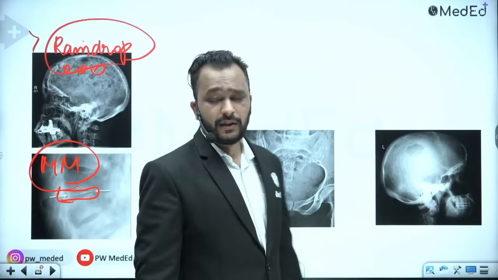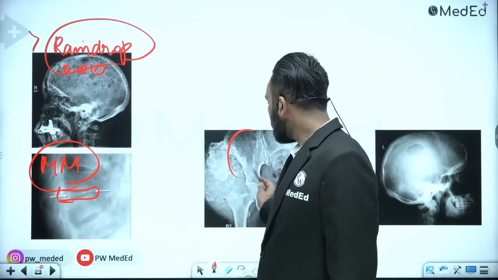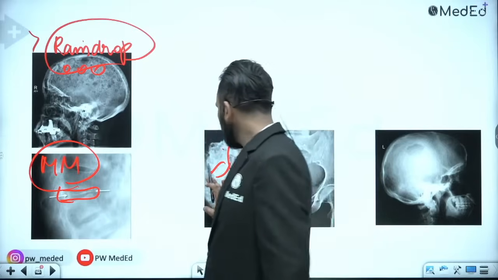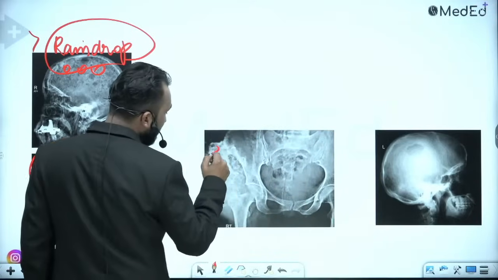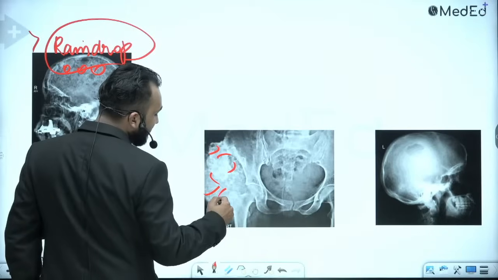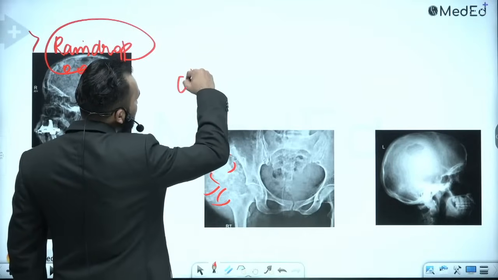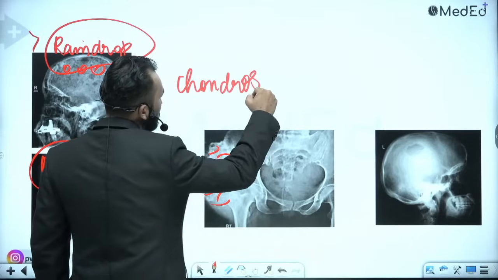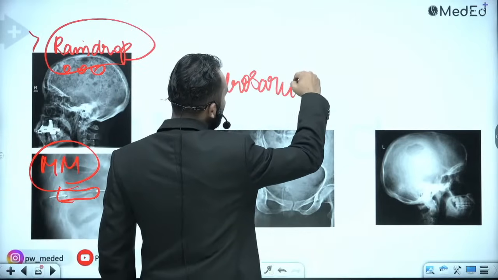A lesion common in the pelvis that is having a ring and arc shaped type of calcification. Ring and arc shaped type of calcification can be seen, and this ring and arc shaped type of calcification is seen in chondrosarcoma. Chondrosarcoma.